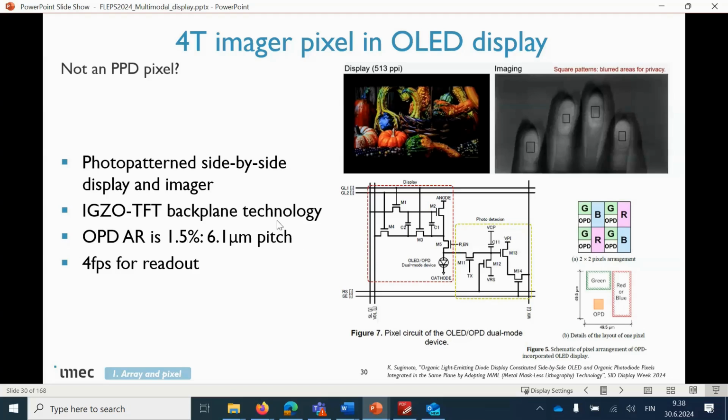Although it's not clear from their presentation and the paper if indeed this is a PPD pixel, as we call them, you still see amazing results, even though the OPD that they are using is very small. It's only 1.5% of the total area of the pixel. Their pixel is 50 microns, so they have a 6.1 micrometer pitch pixel. And I think this architecture actually made it possible to have multi-fingerprint readout and also have this very good display at the same time.